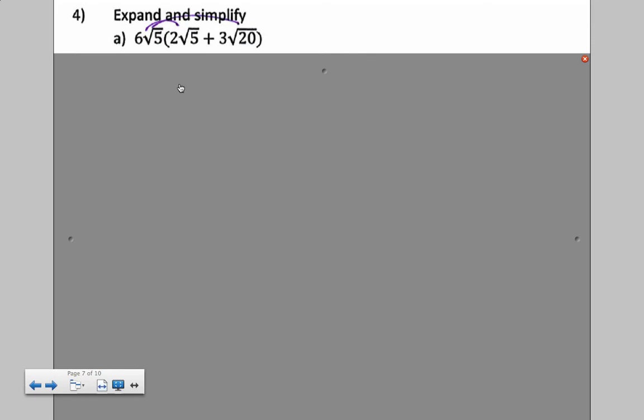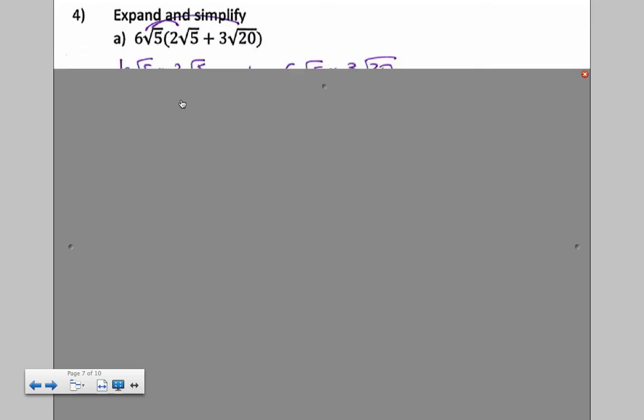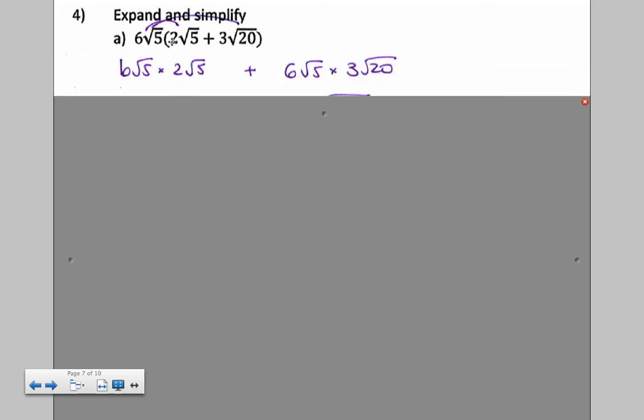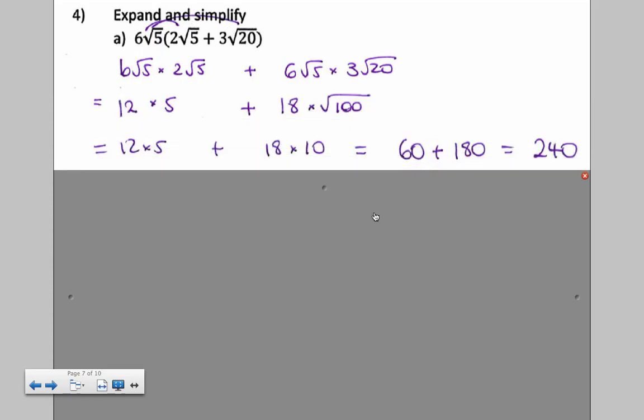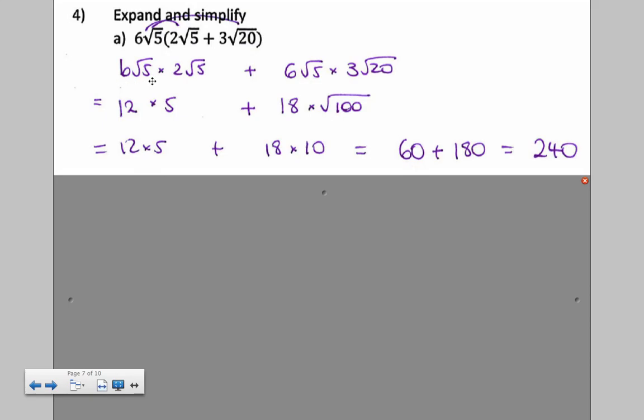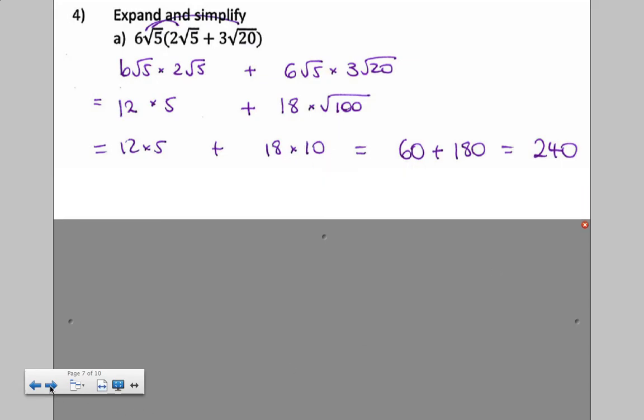Here I need to expand and simplify. So taking each term at a time, here I've just done the multiplication. That times that, plus this times this. And if I take each one in turn, that's the same as 12 times 5 and 18 times root 100. And they simplify, and then we can find the answer.